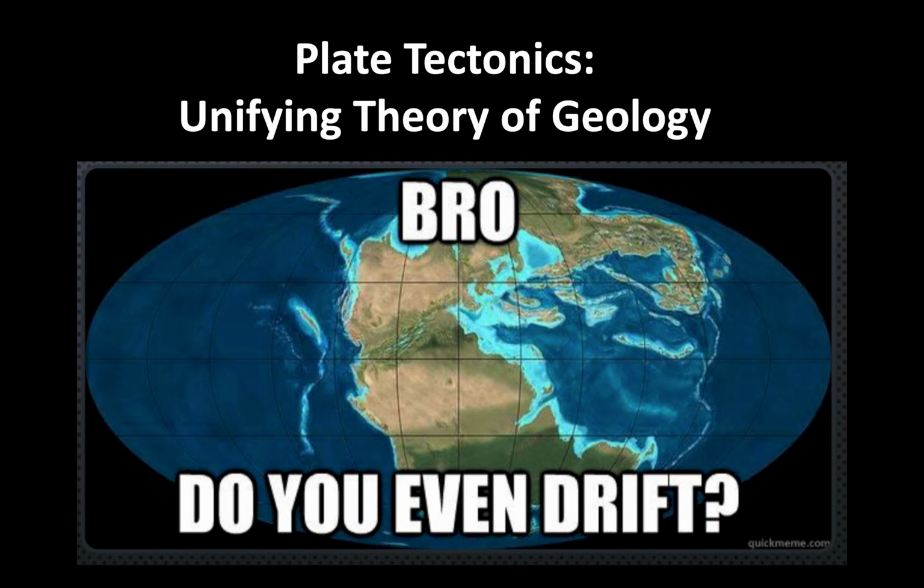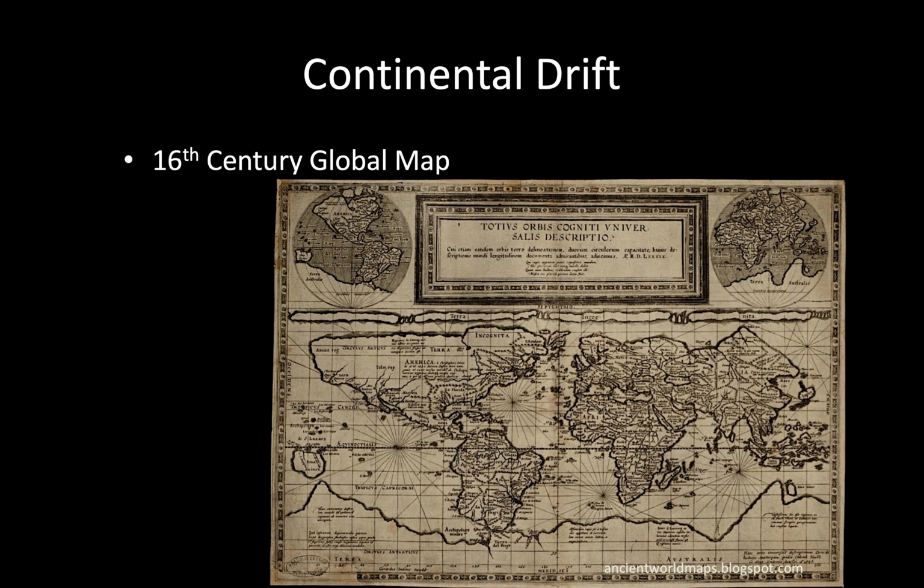All right, so this is plate tectonics. This is a 16th century global map. You can see that the continents look fairly similar to what they are today, right? Now this is just one of the first maps that was ever made. This isn't because of any changes, but this is what the first map makers came up with. And you can see familiar shapes.